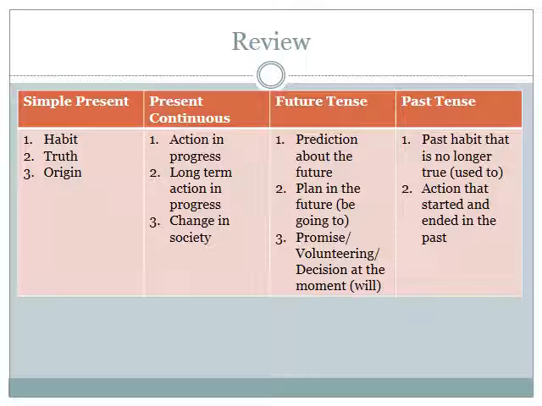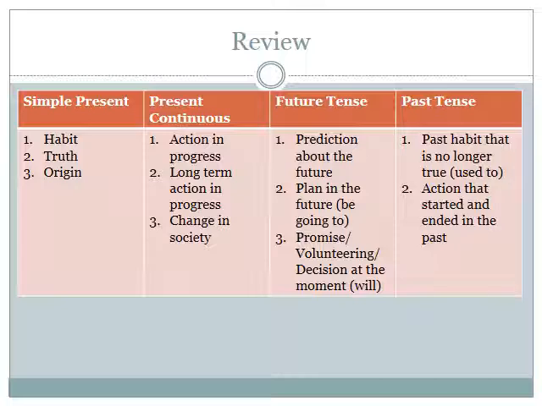But anyway, just to review quickly, we've studied four basic tenses so far. We've studied the simple present tense, the present continuous, the future tense, and the past tense. And in terms of uses, we said that the simple present tense was used for three things: habit, general truth, or origin. And we'll talk about the meanings of those in a second. The present continuous, three things as well: an action in progress, meaning right now, something going on; a long-term action in progress, or a change in society.